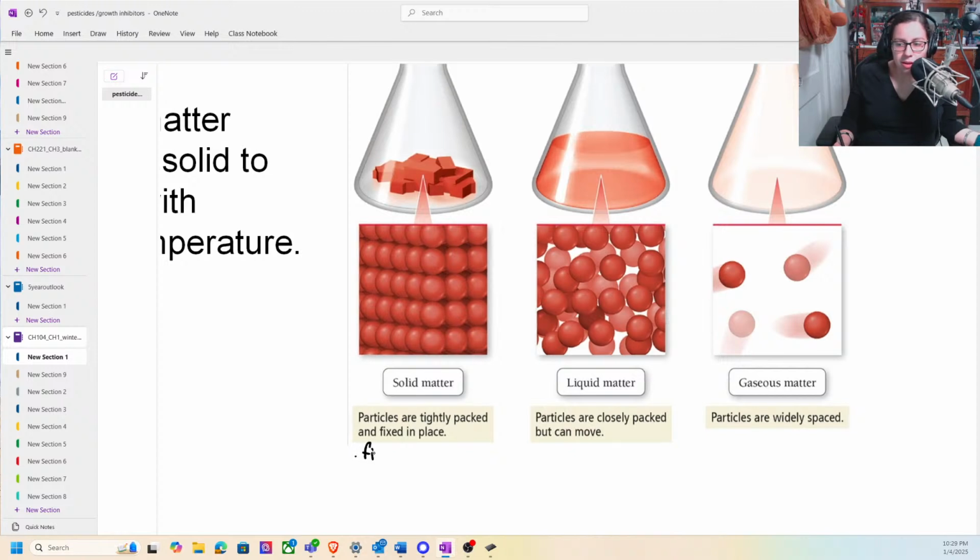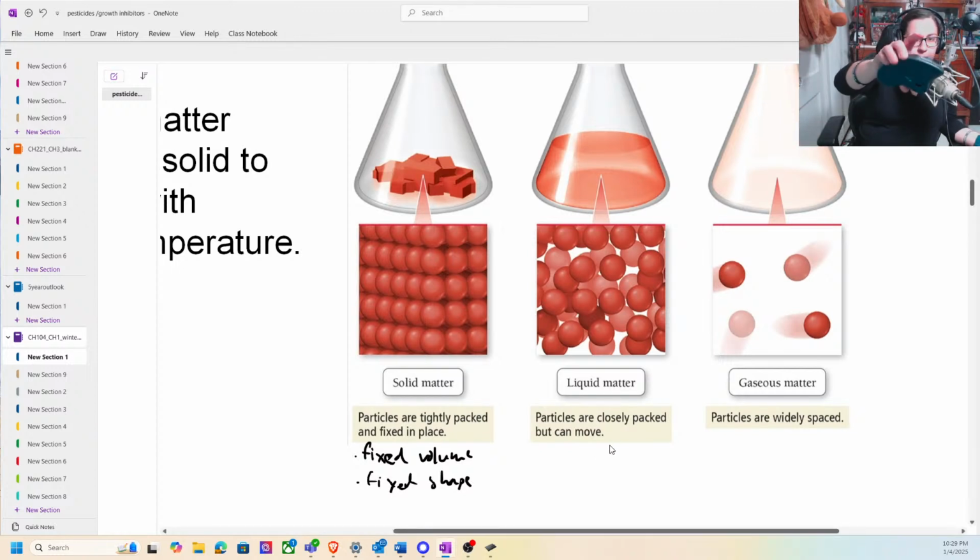So usually we say we have a fixed volume, and we also have a fixed shape. So our shape isn't changing. I have my solid pen here, and obviously it's retaining its shape. Same with any sort of plastic, these are probably plastic resins ultimately. So they maintain their shape, at least at this temperature.